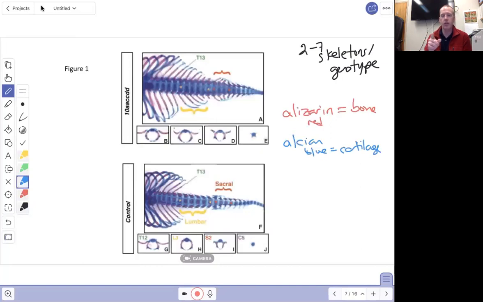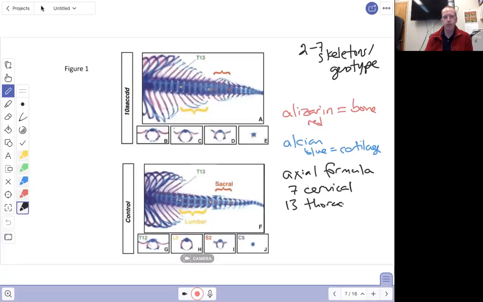And again, axial pattern, in this case, relates to this idea of an axial formula, which is the number of different types of vertebrae that a mouse has. So in this case, there are 7 cervical in a wild type mouse, and 13 thoracic, and 6 lumbar, and 4 sacral, and then numerous caudal. And so we won't worry too much about those.